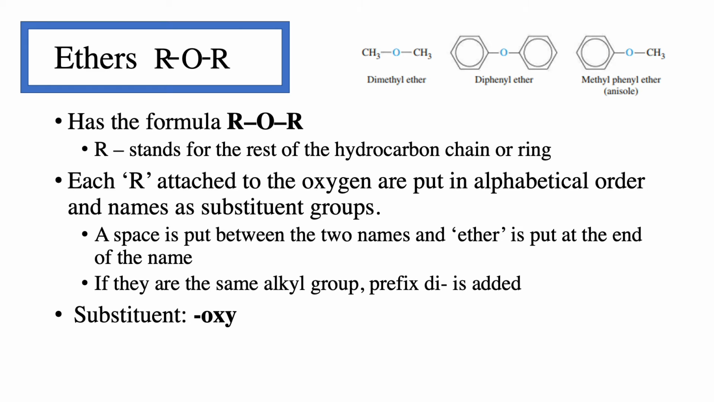Moving on to ethers, they have the formula ROR, but the R simply stands for the hydrocarbon chain or ring attached to the oxygen. So it's going to have 2 different types of groups, or it could be the same, attached to that oxygen. And to name them, there's simply a space put between the 2 names and ether put at the end. And if there are the same alkyl group, so here at the top we can see it has dimethyl ether, then you're going to put a di in front of that name. And as a substituent, it is named oxy as a suffix.